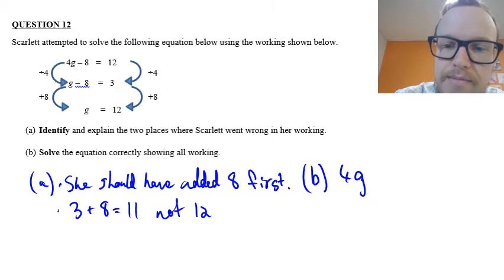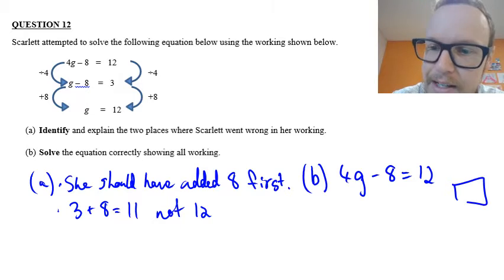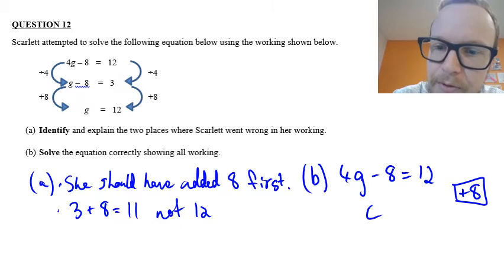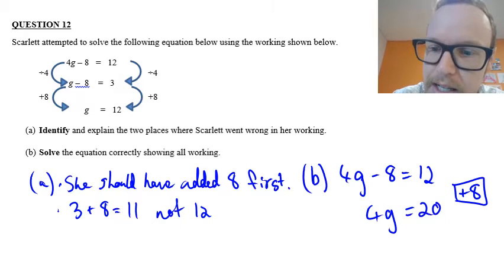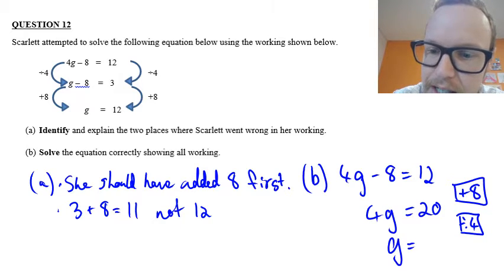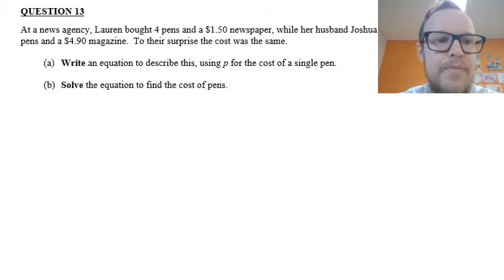Okay? And then B says to solve using correct working. So 4g minus 8 equals 12. We need to add 8 to both sides, and we get 4g is equal to 20. And then we need to divide both sides by 4, and we get g is equal to 5.